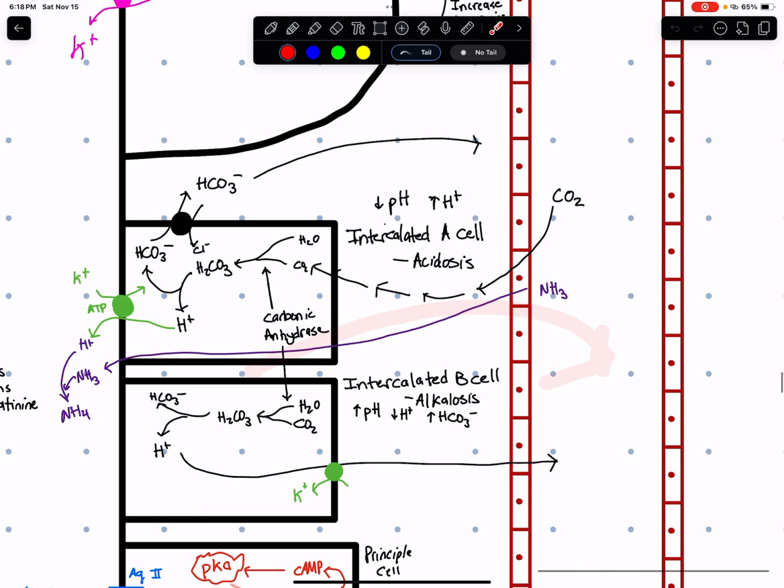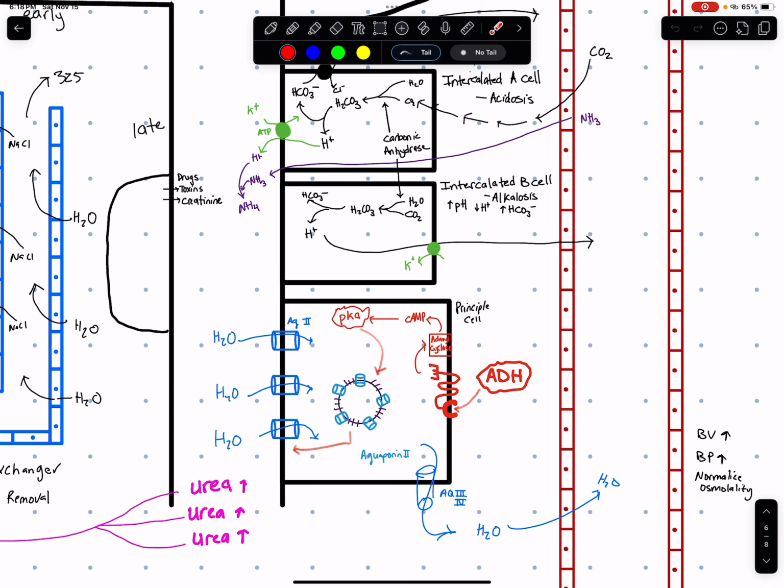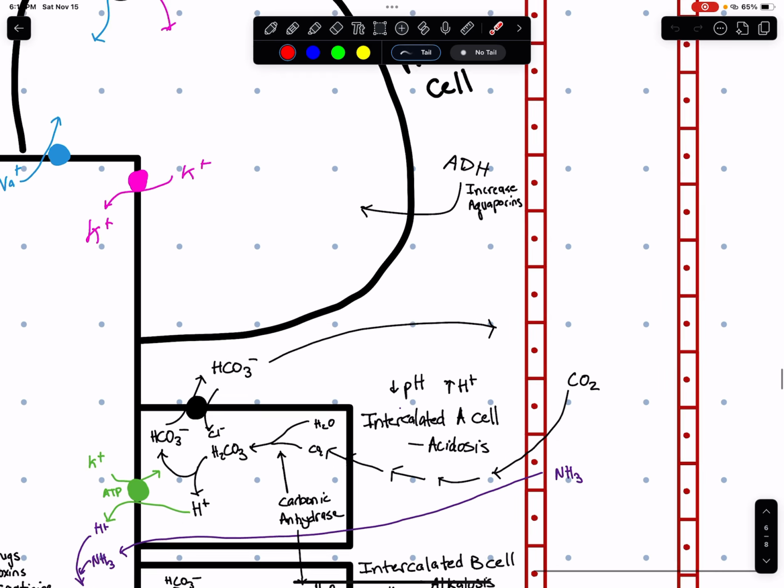A way that the body also gets rid of these protons is through ammonia, and that nitrogen can pick up another proton to be excreted out.